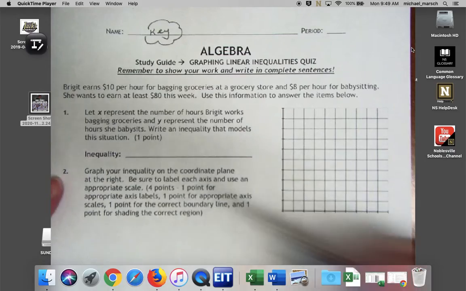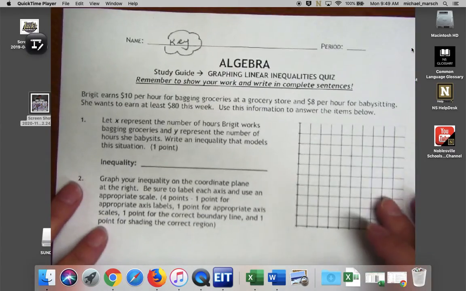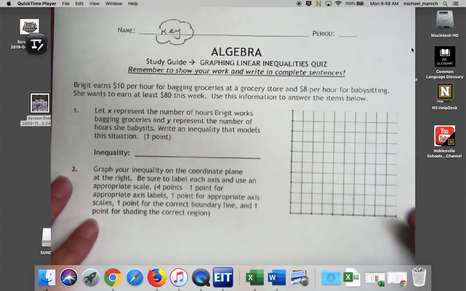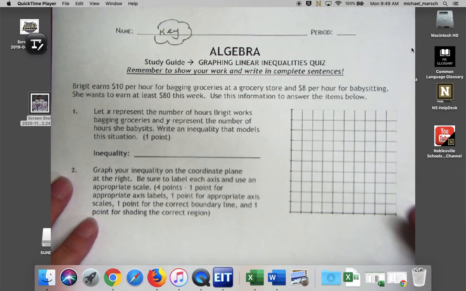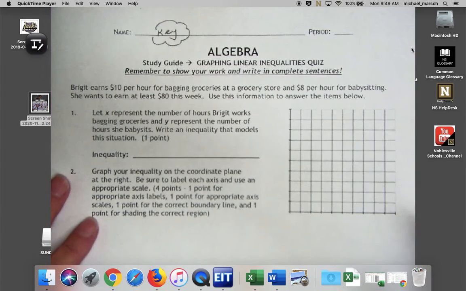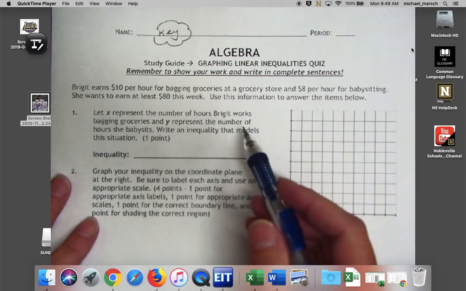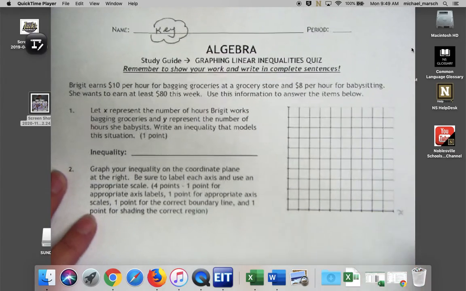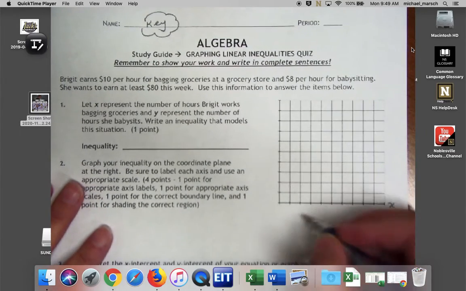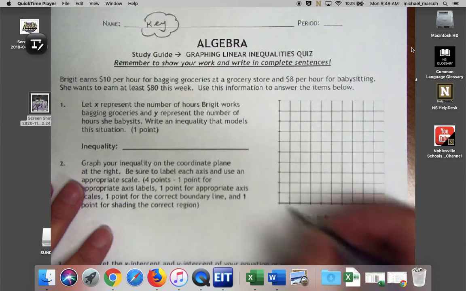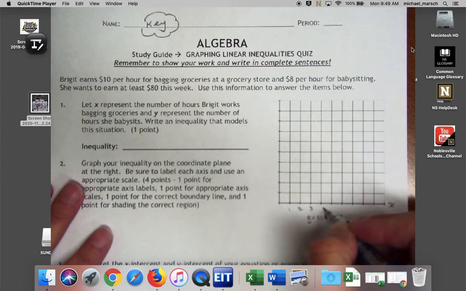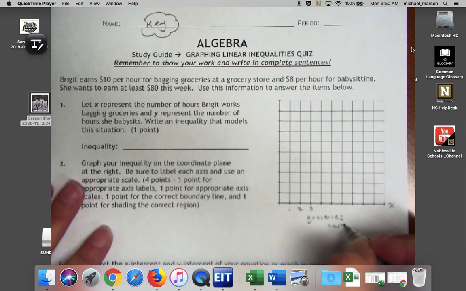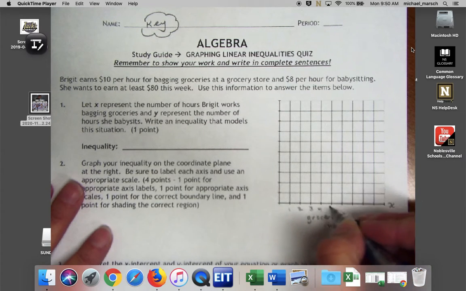So, all right, Bridget earns $10 an hour for bagging groceries at a grocery store and $8 per hour for babysitting. She wants to earn at least $80 this week. Use this information to answer the items below. Let X represent the number of hours Bridget works bagging groceries. So that's going to be our X axis title, groceries. That's grocery hours.